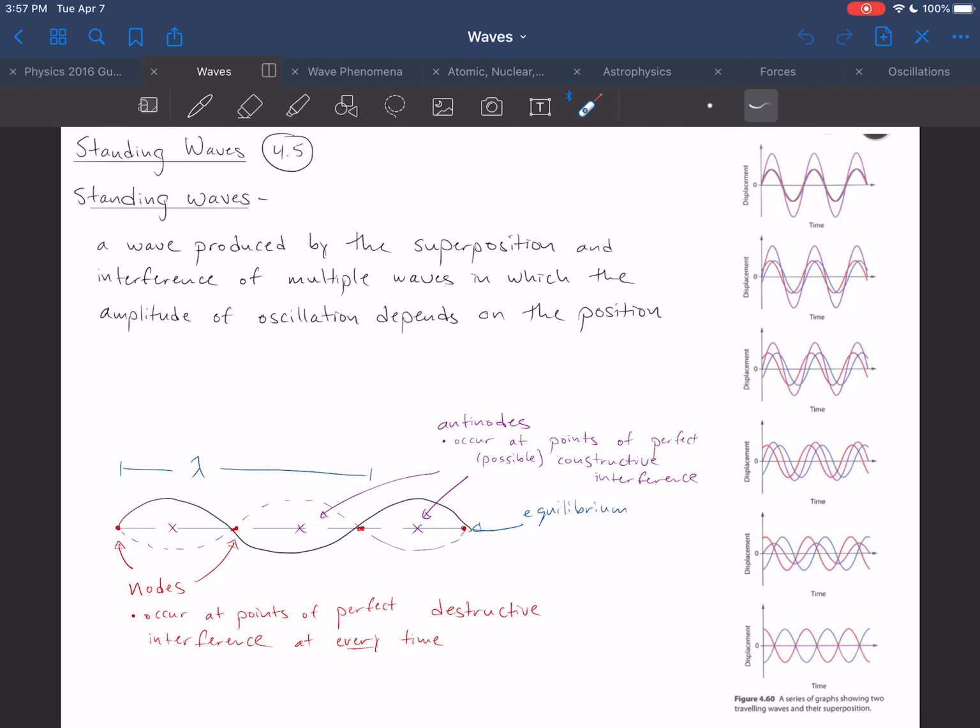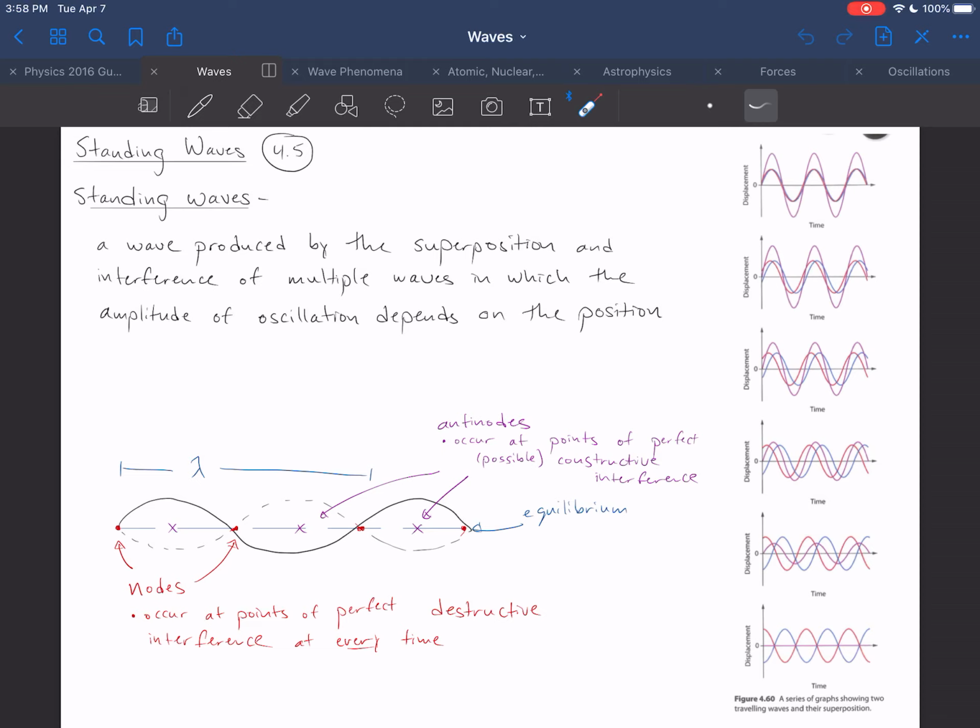These points, the points that aren't oscillating, are known as nodes. Those points are points along the standing wave that, as we'll see, have perfect destructive interference, and as a result, do not oscillate. The x's mark points along the position of the wave where there are antinodes, and those occur at points of perfect constructive interference, as we'll see in a bit.